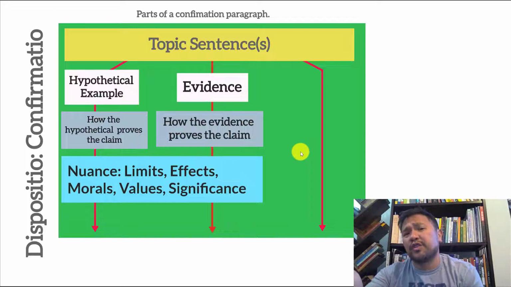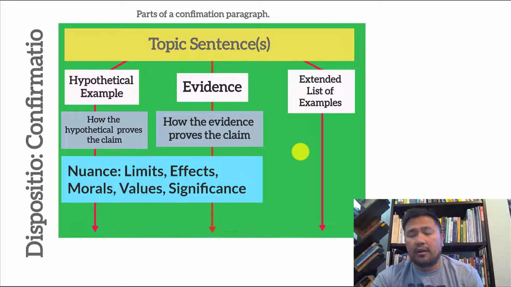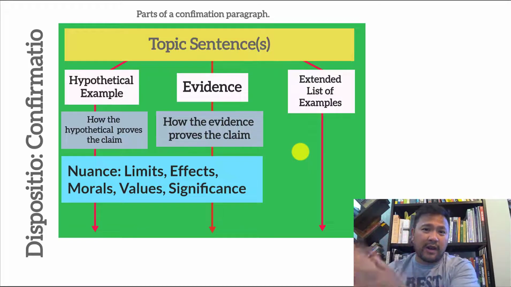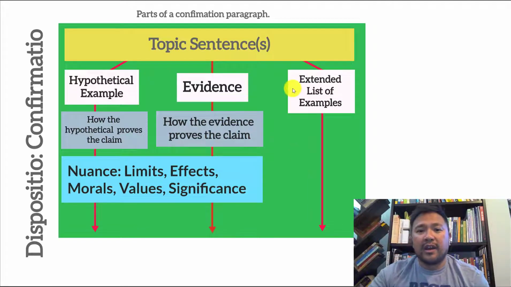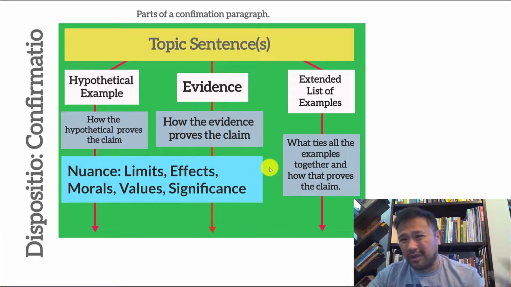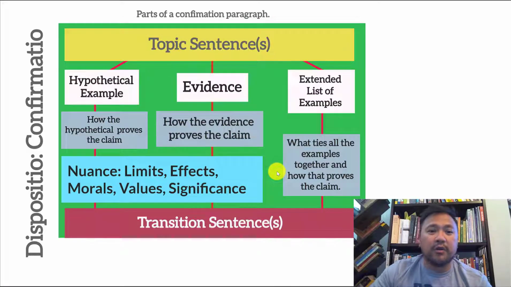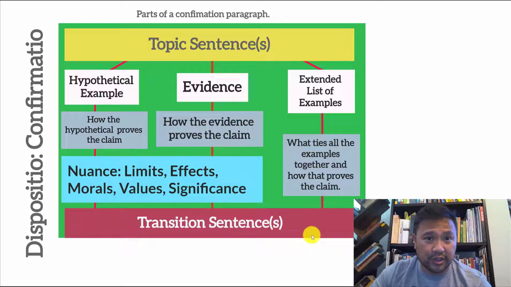Now, an alternative to this is you can just give a whole series of extended evidence or examples. So it's almost like a machine gun, rapid fire list of things that prove your claim, and then you just explain what they have in common and how that proves your claim. Usually this ends up being longer than a typical body paragraph, so you kind of run out of room for the nuance, especially under timed conditions. And then regardless of which path you take, you always want to end at least your beginning body paragraphs, your beginning confirmation paragraphs, with transition sentences, okay? And that'll help you establish your line of reasoning.